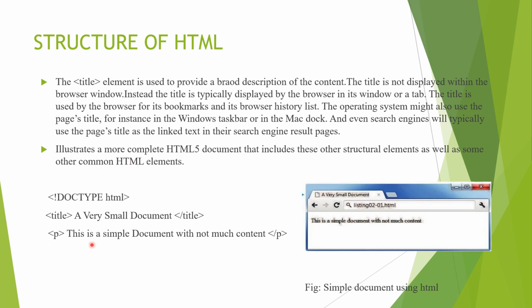Here is a small example of the structure of the HTML. It always starts with a document type HTML, where the title of this HTML is a very small document, where the title should be closed with a backslash, where the P is used to write a paragraph. This is a simple document with not much more content.